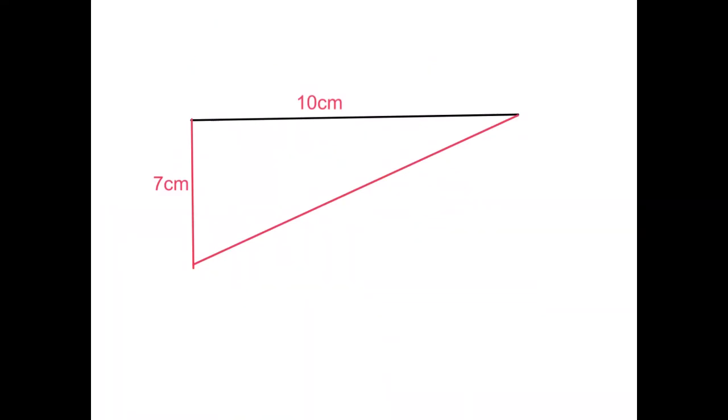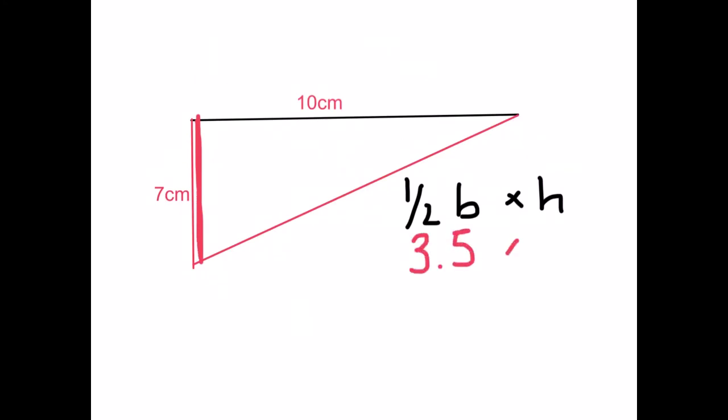Let's go through it together and see if we get the correct answer. So my equation of half the base times the height has to be used. My base in this question is 7 centimeters long. Half of that is 3.5, and I'm multiplying that by the height, which is 10. 3.5 then multiplied by 10, we just move our decimal point one place to the right, giving me an answer of 35 centimeters squared.